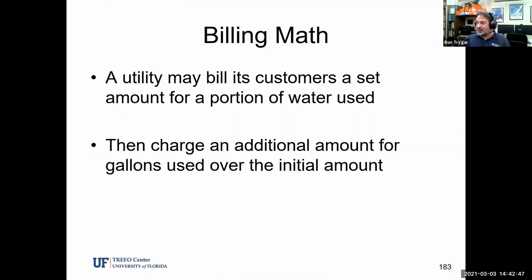All right. Utilities bill customers based on an amount that they use. Utilities have different rate structures set up. So for residential, a certain number of gallons costs this much money, and then anything over that we charge more. We're going to talk about how much a water bill would be broken into its individual components. So we know, like per this many gallons is this, and per that many gallons is that. So the gallons used over the initial amount is charged at a higher rate.